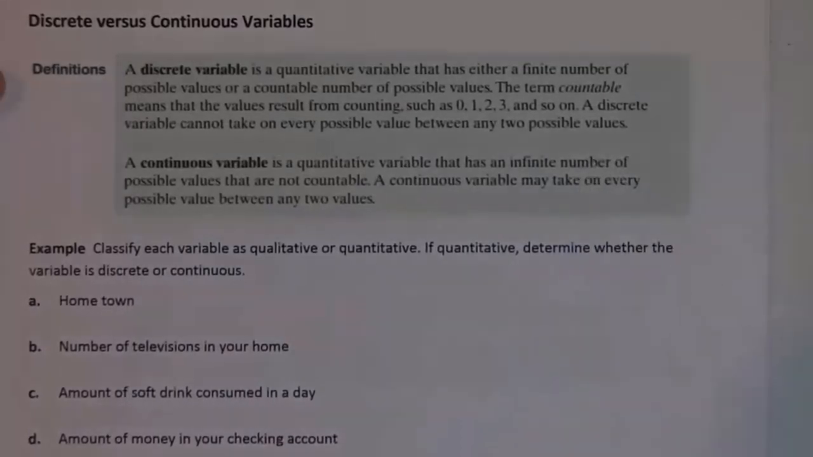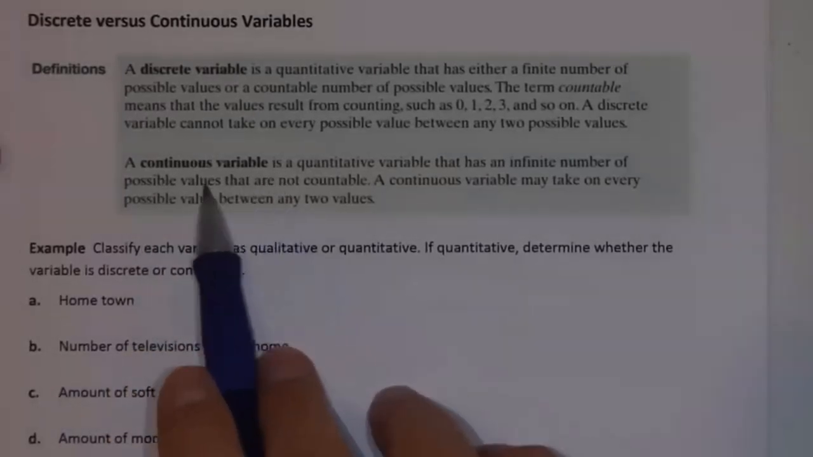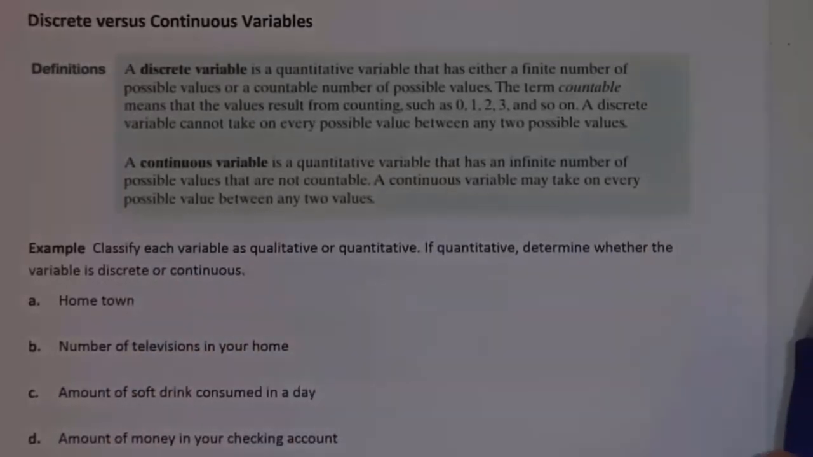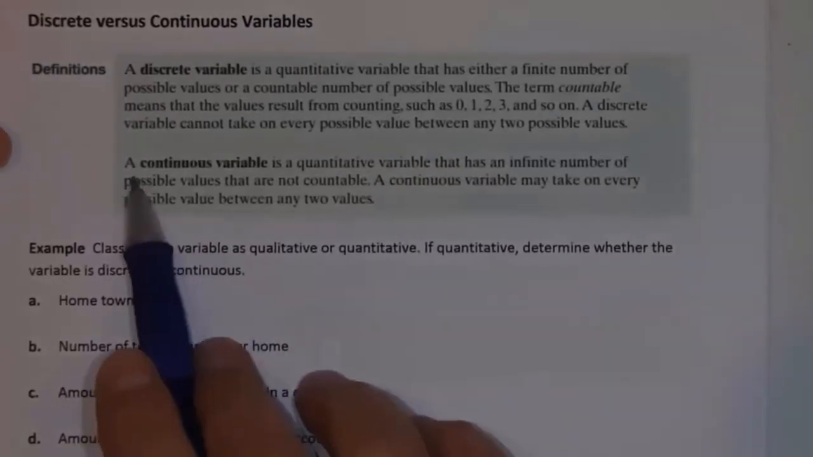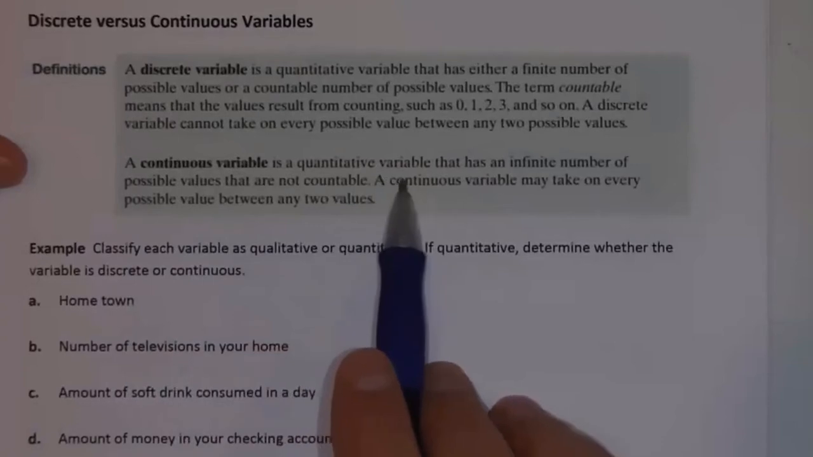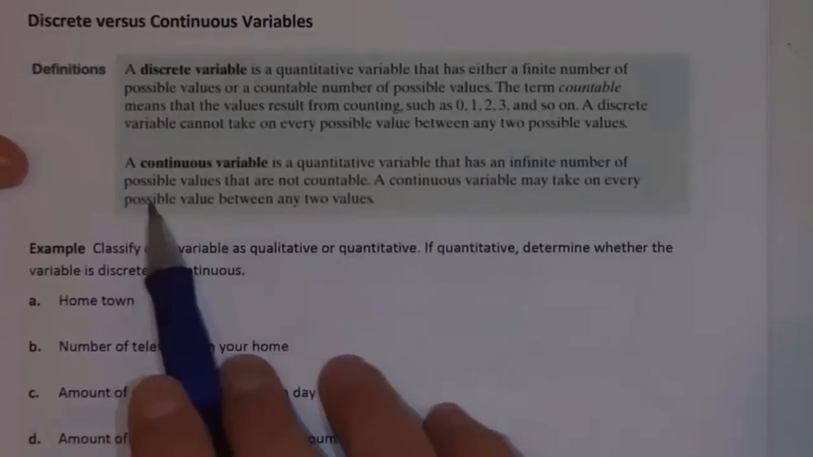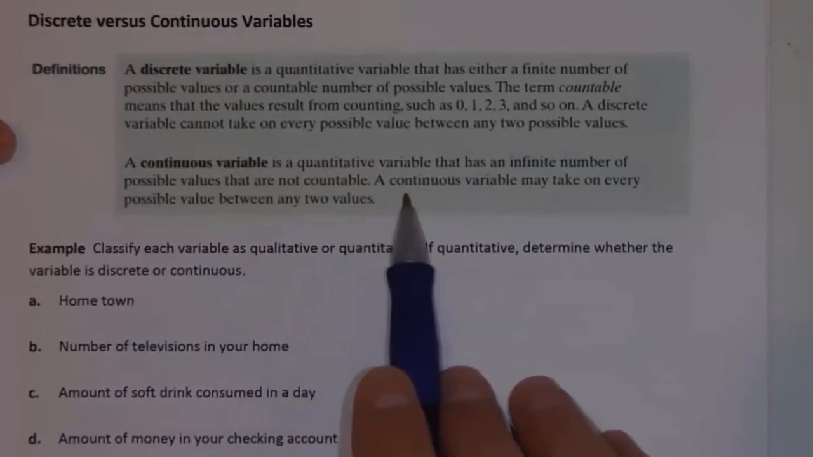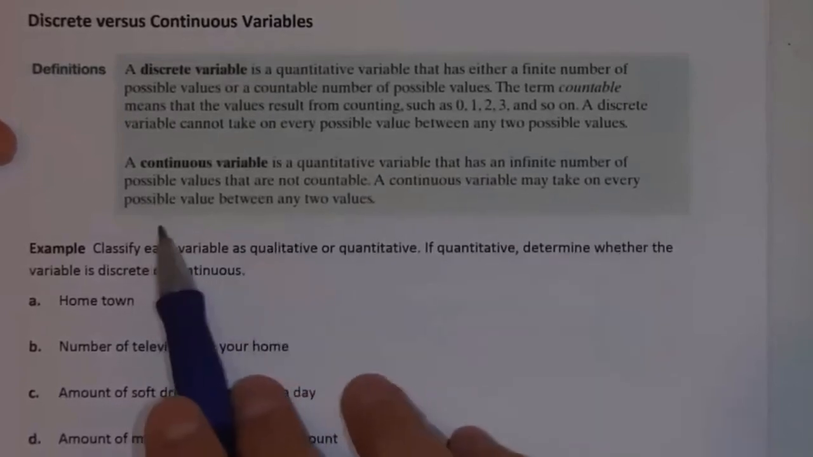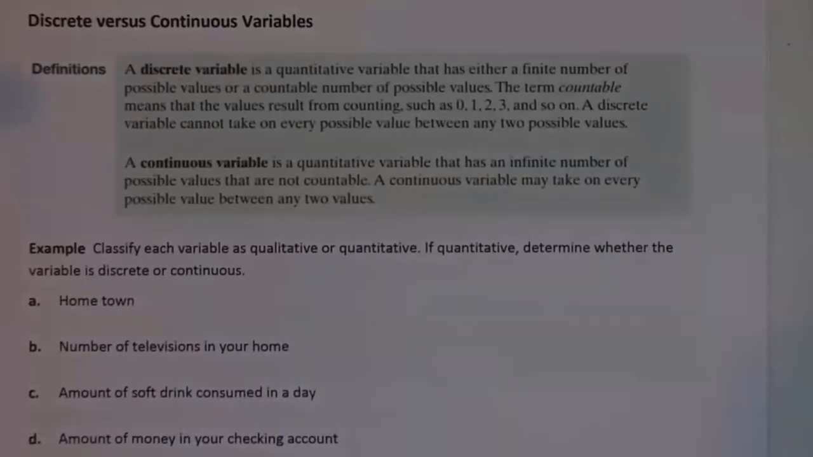So basically, if you think about how you determine the quantity of a quantitative variable for an individual, if the answer is that you count, then it's a discrete variable. If the answer is that you have to measure it some other way, then it's not discrete, it would be a continuous variable. So I'm going to go ahead and read the definition for a continuous variable, and then we'll look at some examples. A continuous variable is a quantitative variable that has an infinite number of possible values that are not countable. A continuous variable may take on every possible value between two values.